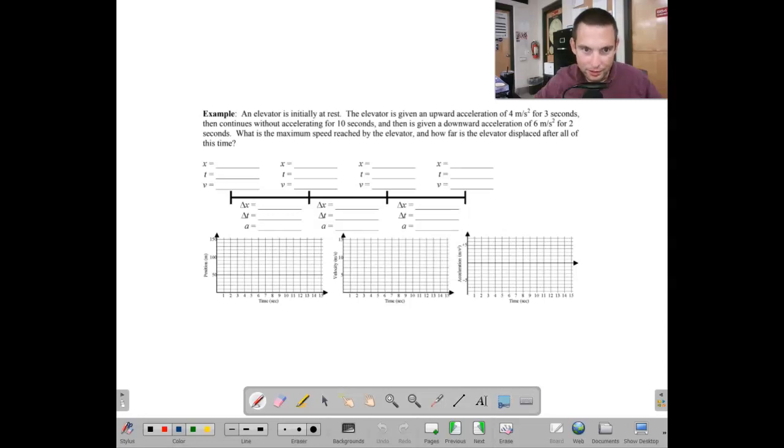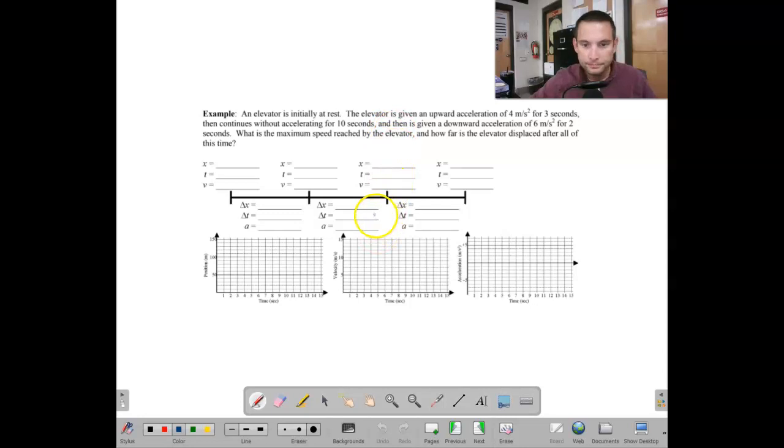All right. On to the example. An elevator is initially at rest. The elevator is given an upward acceleration of 4 meters per second squared for 3 seconds, then continues without accelerating for 10 seconds, and then is given a downward acceleration of 6 meters per second squared for 2 seconds. What is the maximum speed reached by the elevator? How far is the elevator displaced after all of this time?